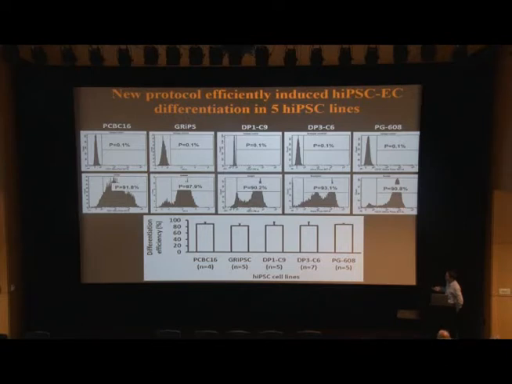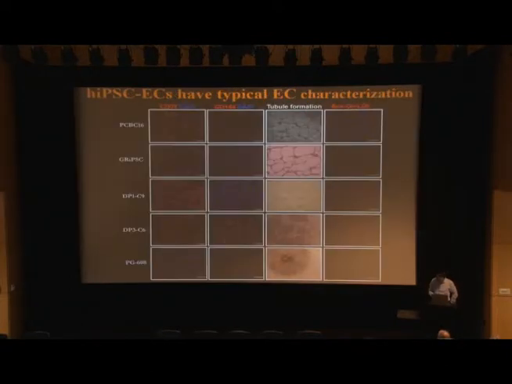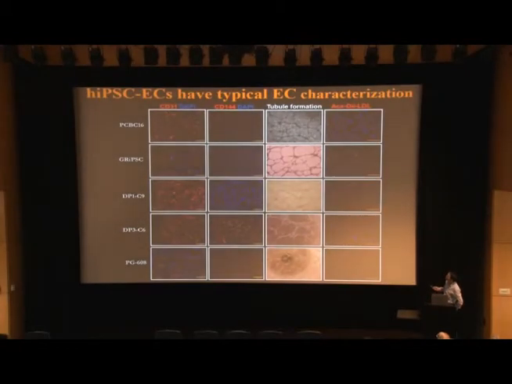These cell lines have typical EC characterization. They express CD31 and CD144 on the cell surface, as shown here. They also form tubular structures on matrix, as shown here. However, obviously, the disease iPS-derived endothelial cells have poor tubular formation compared to normal iPS cell lines. They are also able to take up acetylated low-density lipoprotein, as shown here by red fluorescence.